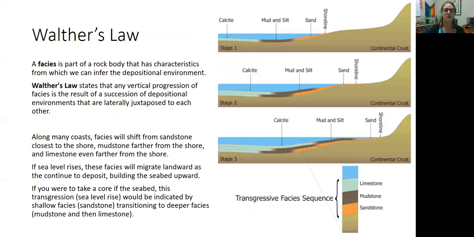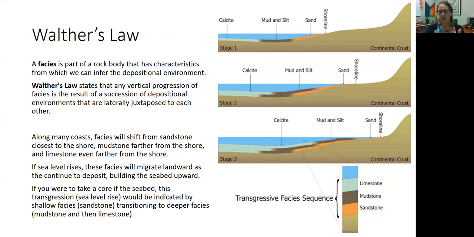Now, what's really, really cool about this is that this lets us know how an environment has changed over time. And we can do this with what we call Walther's law. Now, Walther's law, it's a little complicated to think about, a little complex. So I'm going to walk you through it. But once you get it, it's so cool. So Walther's law deals with facies. Facies is any part of a rock body that has characteristics that can infer the depositional environment. So for example, sand with a lot of seashells in it tells me that it was formed on a shoreline, right? So that's that sand facies telling me it's a shoreline.